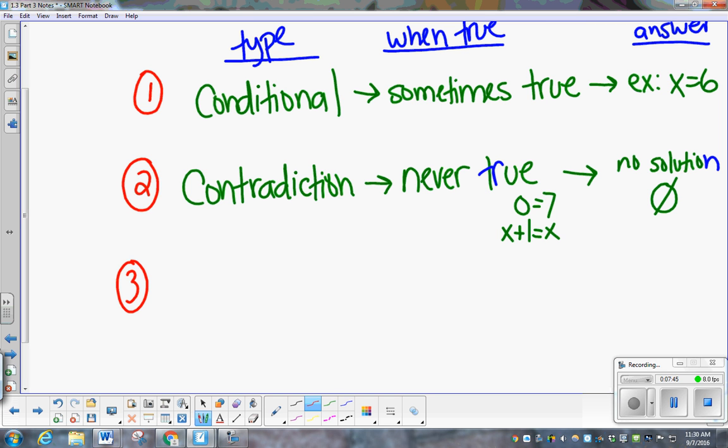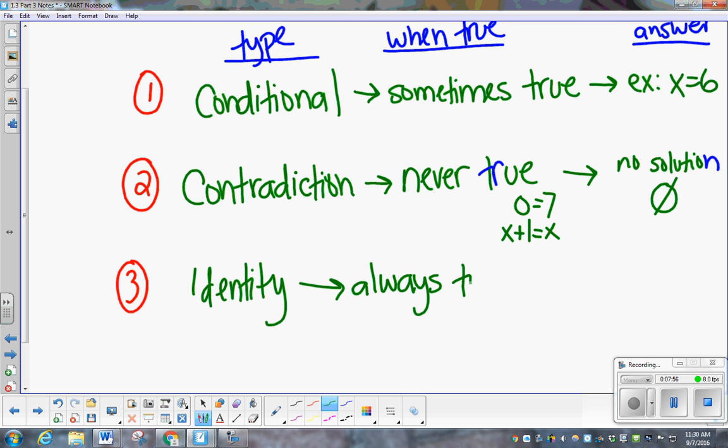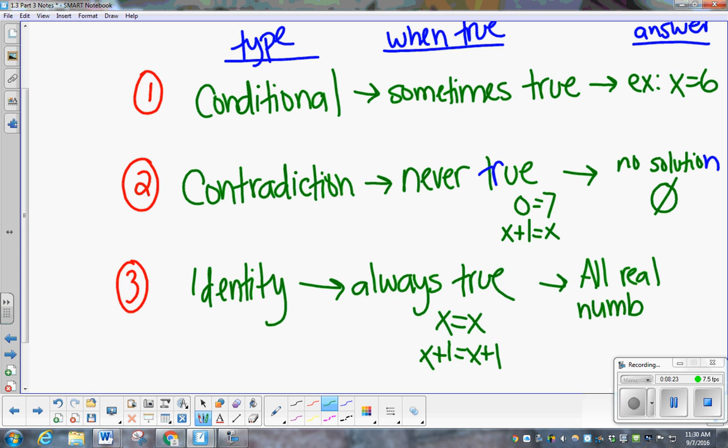Our last type of equation, when something weird happens, is called an identity. This is something that is always true. So when you're solving your equation, it's going to have something at the end like x equals x. And you might think, well, yeah, of course x is x. It's the same exact thing. Or it might be x plus 1 equals x plus 1. You could plug in whatever you want for x there, and both sides of the equation will be the same. So it's always true. What you write for that is you write all real numbers, because any real number you plug in there is going to work.